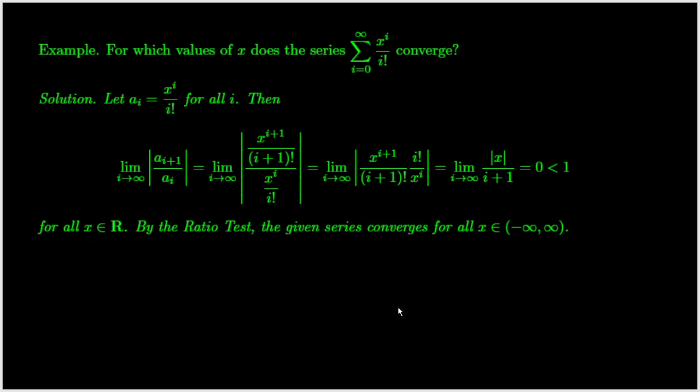We'll work on an example question. In this question, the limit needed for the ratio test equals 0 for any value of x. Since the limit is less than 1, by the ratio test, the series converges for all x. In this case, we say that the interval of convergence is the set of all the real numbers.